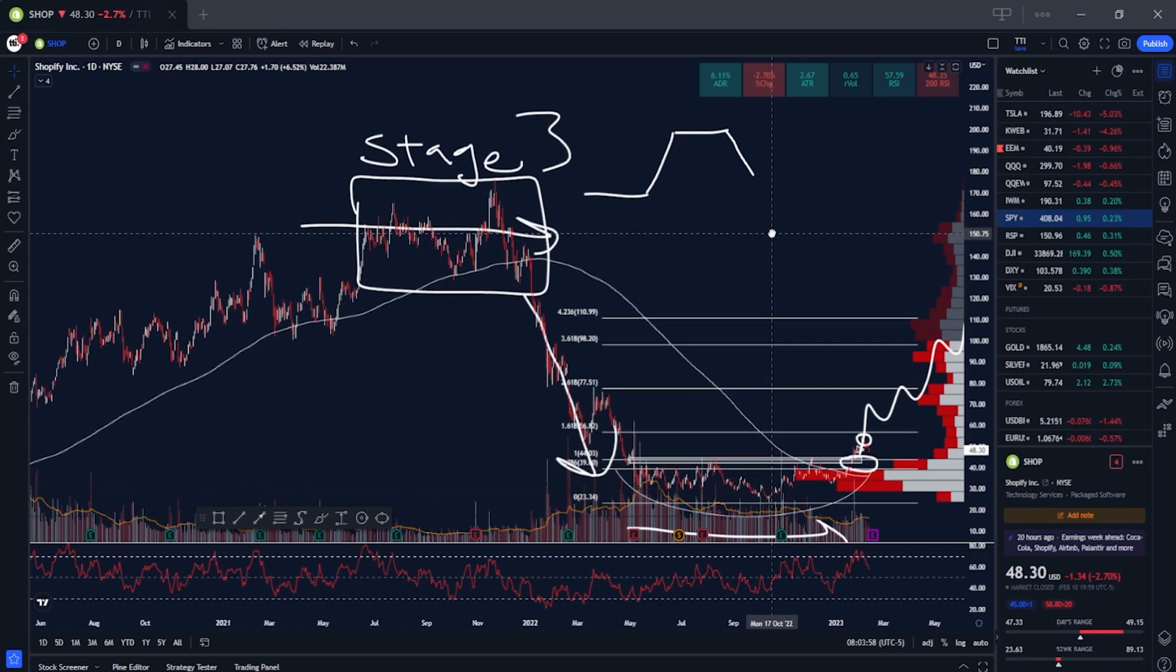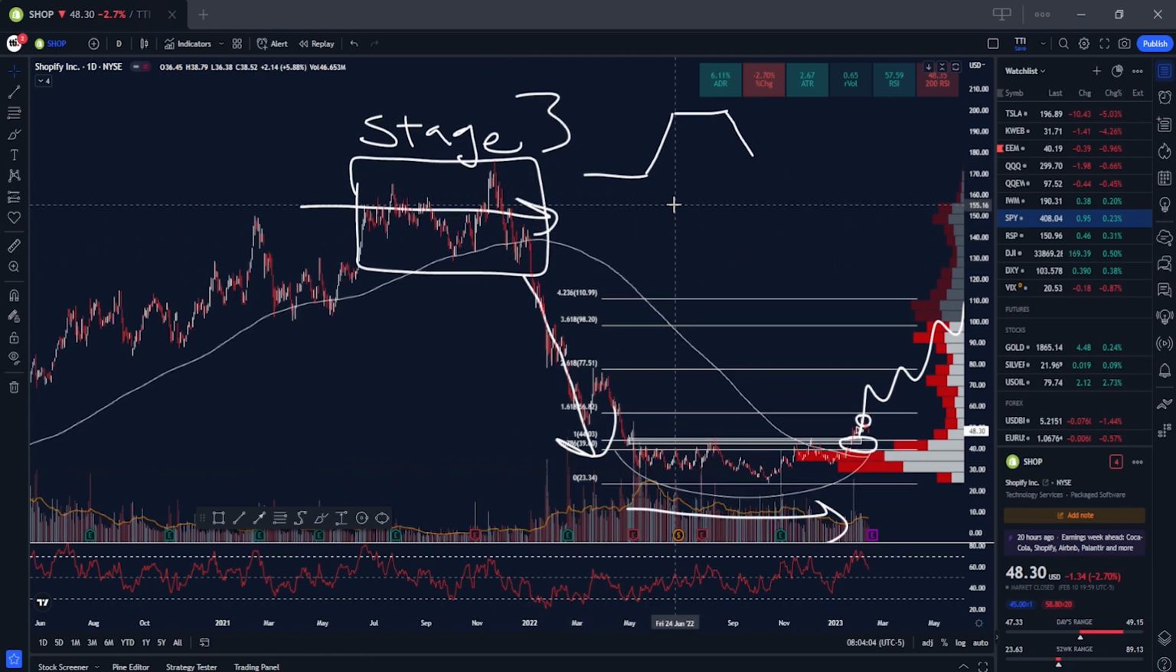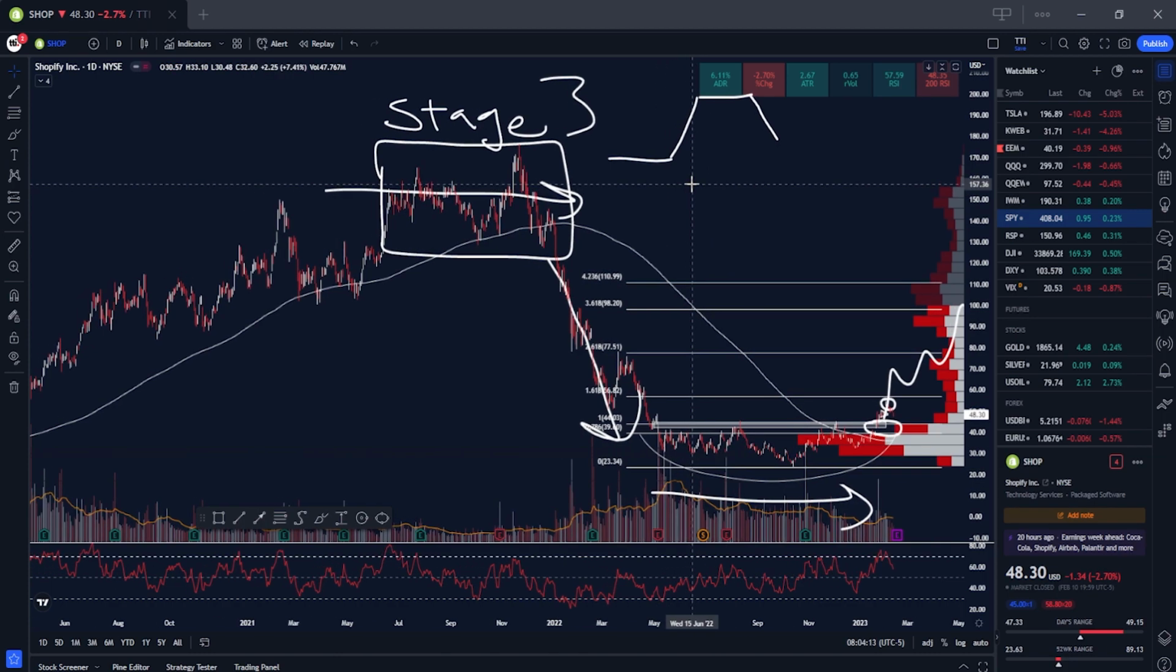And now we are entering stage 3, where we are in distribution. So indiscriminately selling within this stage 3 box is inherently probably going to give us less profit than absolutely timing the top, but it's also safer and more consistent once we realize that we can identify stage 3, right?